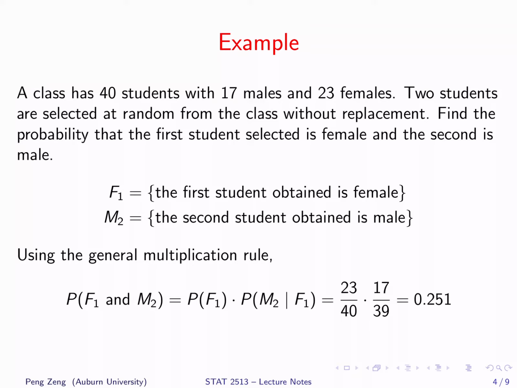For probability of M2 given F1, because a female is selected, there are only 17 male students and 22 female students left. Probability of M2 given F1 is exactly the proportion of males in the remaining students, which is 17 over 39. Do the math, we get 0.251, which is the probability that the first student selected is female and the second is male.